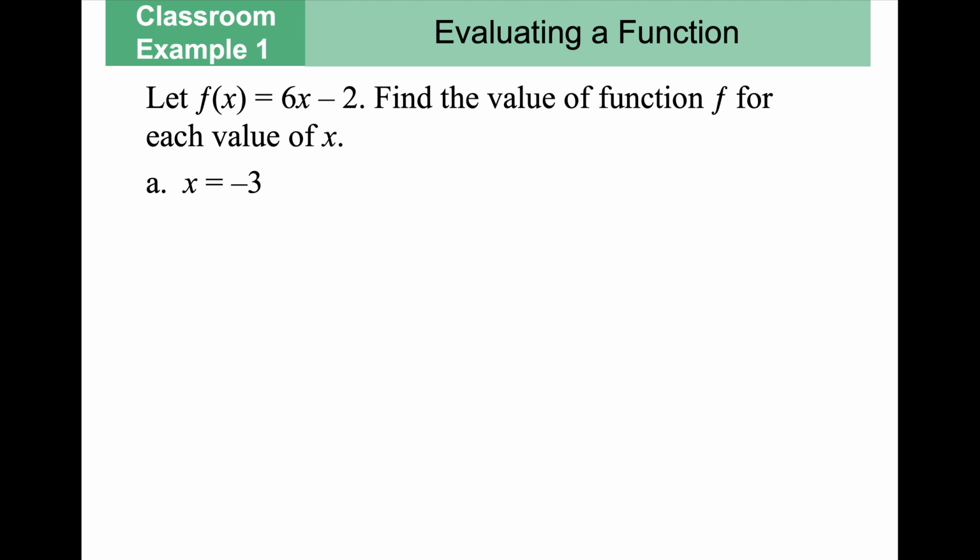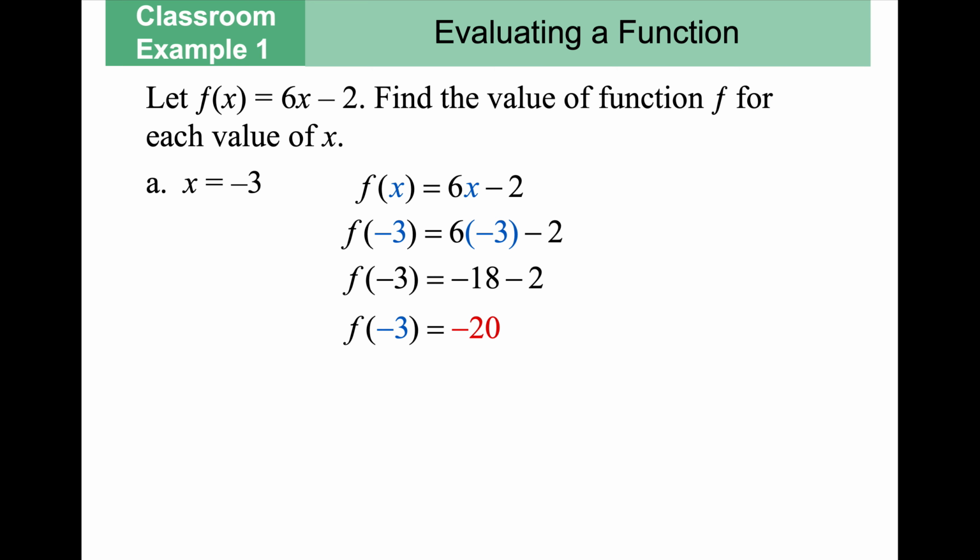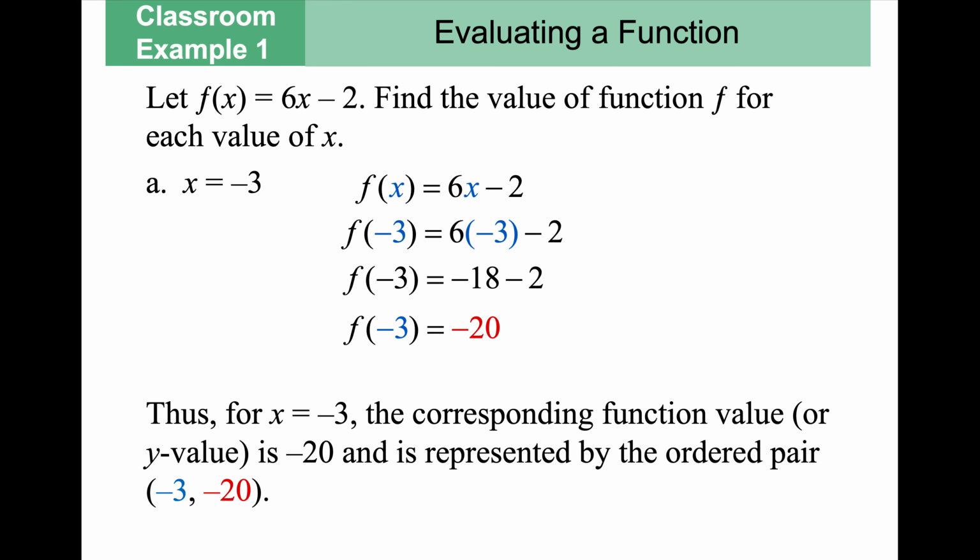So if I have f of x equals 6x minus 2, find the value of the function for each value of x. So x equals -3 means to replace x with -3. And the way I would show that in function notation is I would say f of x equals 6x minus 2, and I would show that I'm replacing x with -3. That's all this means. And then I would calculate that using Web 2.0, and I get -20. So what we can say then is that f of -3 equals -20, which would also mean that I have the point -3, -20 as an ordered pair.